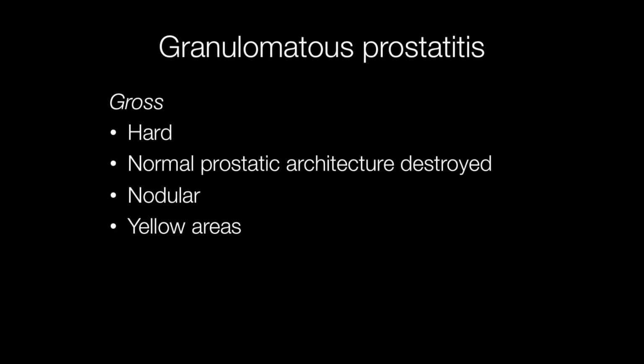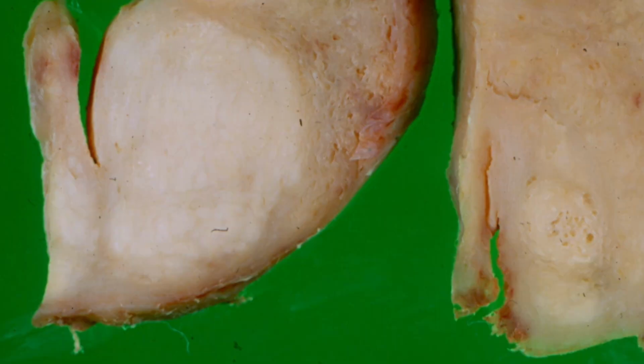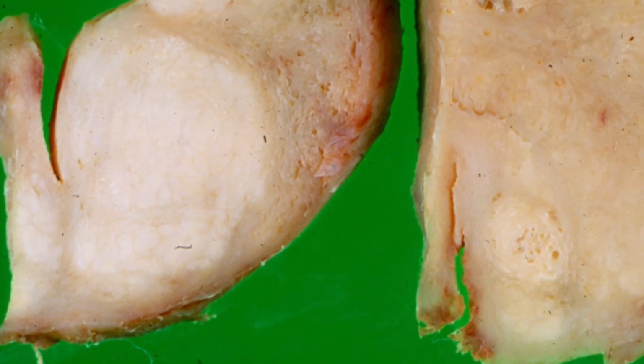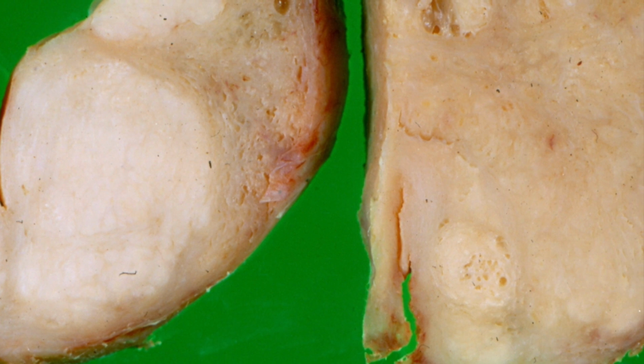Grossly, there is destruction of the normal prostatic architecture. The prostate has a nodular appearance with yellow areas and feels hard. This is the gross appearance of granulomatous prostatitis with nodular, rather pale sclerotic areas.